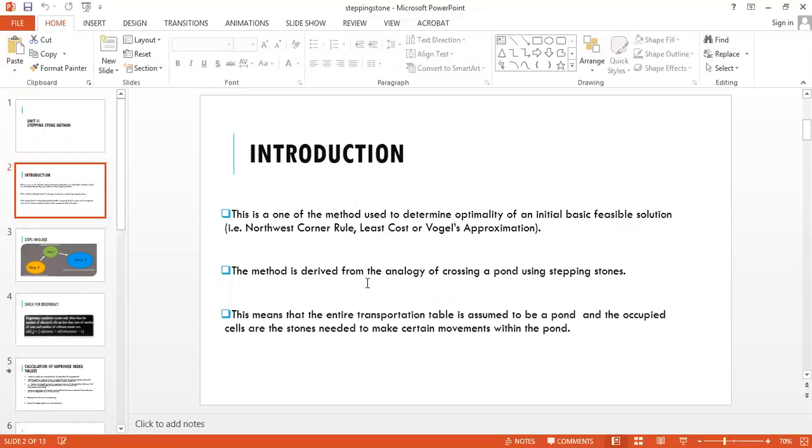This stepping stone method can be compared with crossing a pond using stepping stones. This means that the entire transportation table can be assumed to be a pond, and the occupied cells or allocated cells can be assumed as stones, where stones are required to make certain movements within the pond.